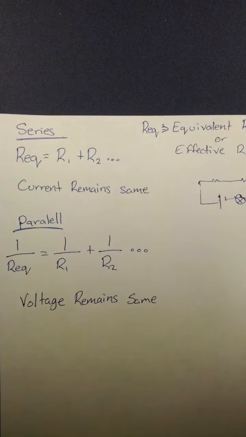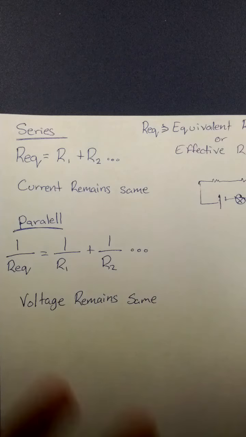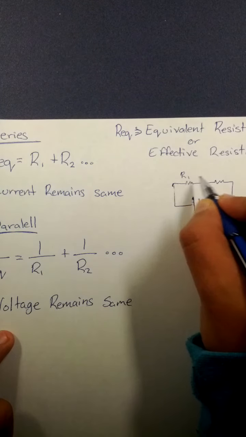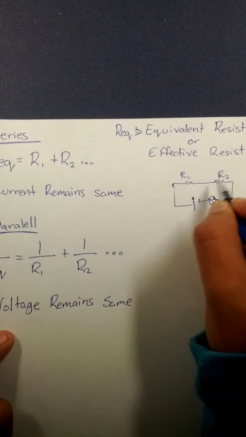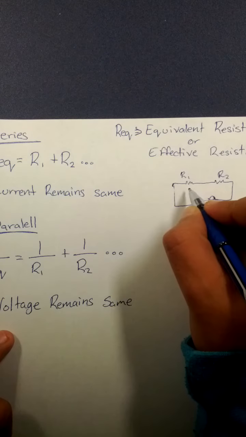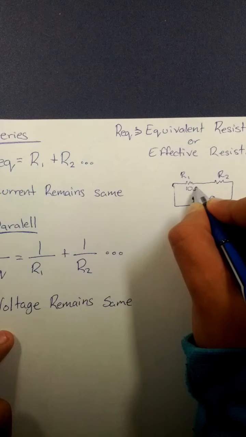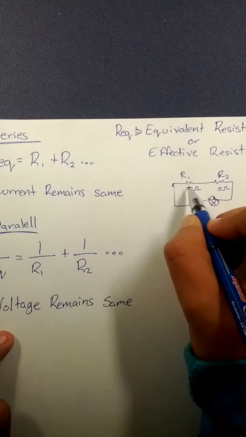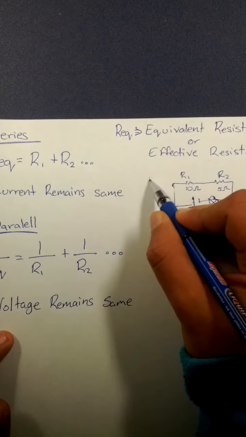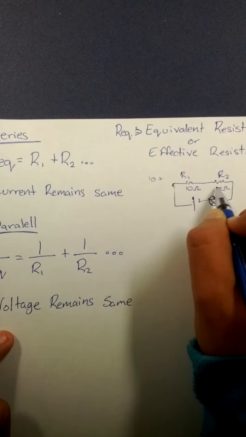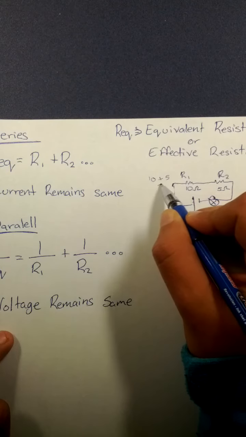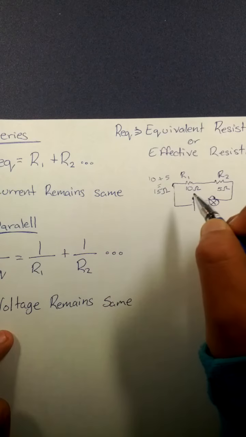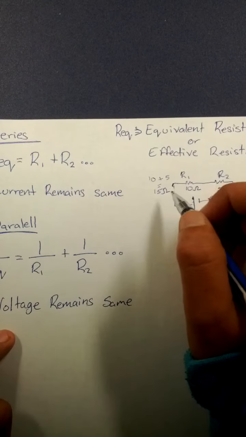The REQ is R1 plus R2. So let's say this is R1 and this is R2. Then we would just do, and let's say if this was 10 ohms and this was 5 ohms, then REQ would be R1, so 10, plus R2, 5, equals 15. And don't forget the symbol, it's still resistance, so it's going to be ohms, like that.